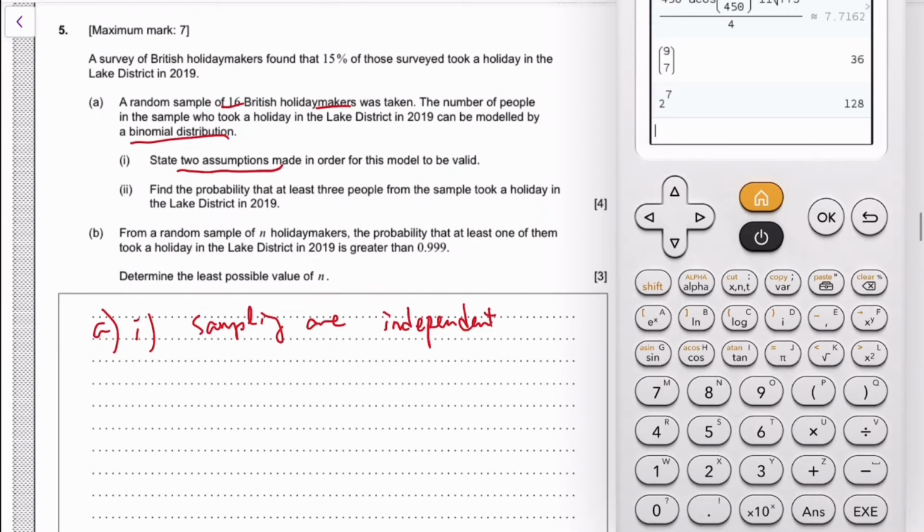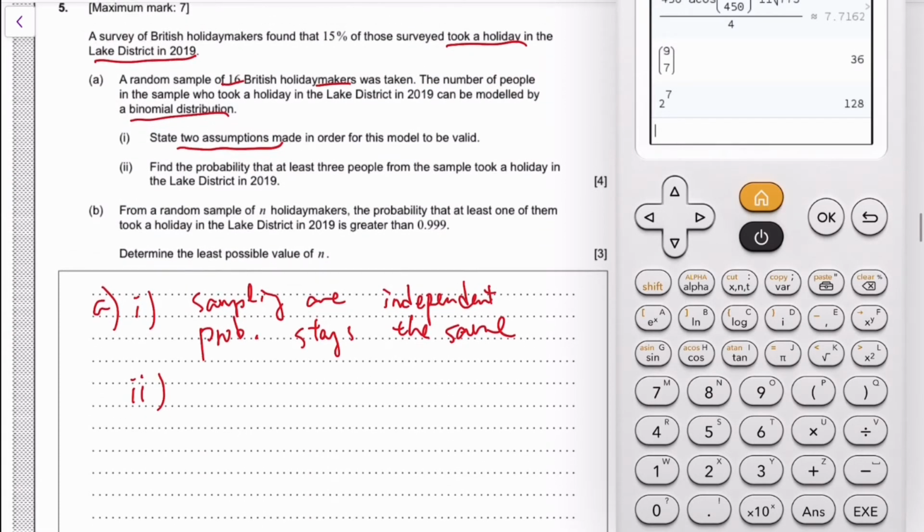And also that the success probability is supposed to stay the same. Yeah, so the probability stays the same. I mean, you should say it in more detail, but I don't want to write all the words. So, probability that someone in the sample took a holiday in the Lake District in 2019 should remain the same. Find the probability that at least 3 of them, blah, blah, blah. So this is binomial. Number of trials, 16. Success probability, 15%. I want the probability that x is at least 3.